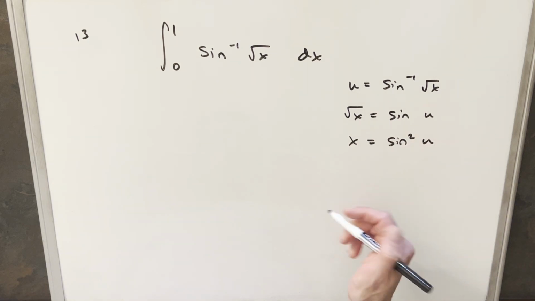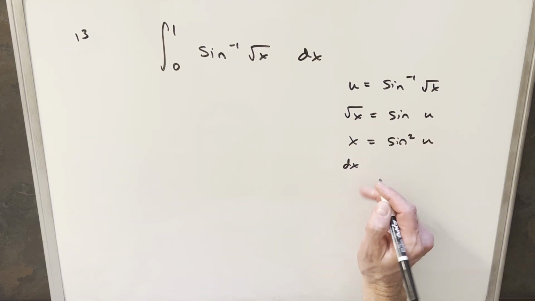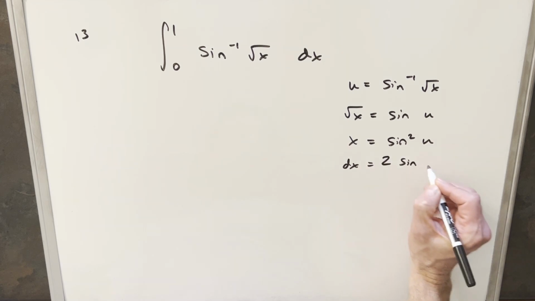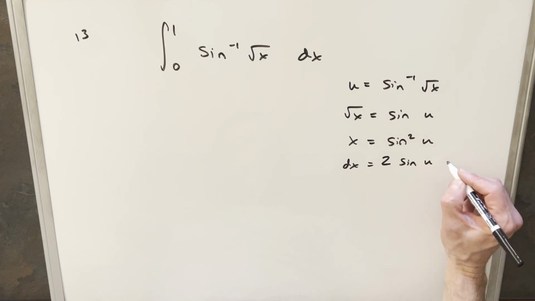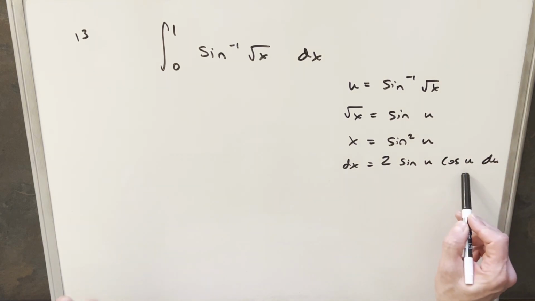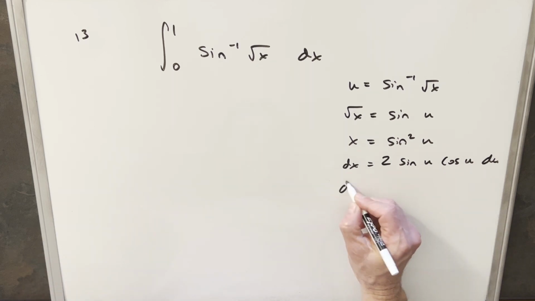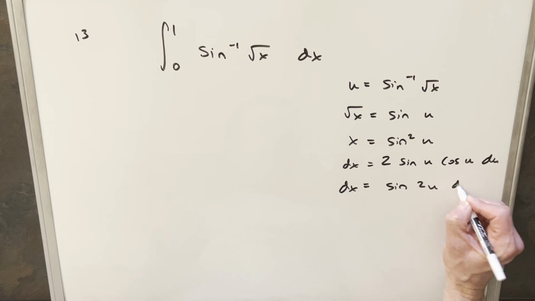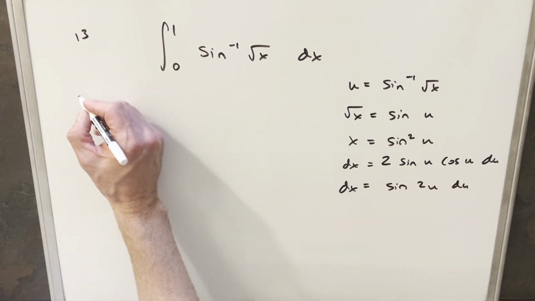Then from here, we'll take a derivative. So I get my dx here on the left. Derivative of this is going to be 2 sine u. Then with the chain rule, we get a cos u du. But this here is exactly the double angle formula for sine. So I can actually just rewrite this whole thing as sine of 2u du. So we'll go ahead with the substitution.